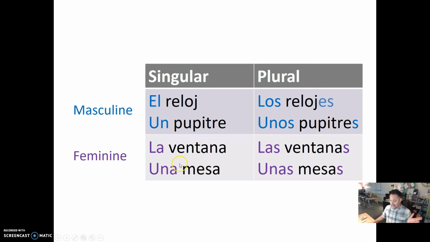Now, if you have feminine nouns involved, la ventana, las ventanas. Again, not only do you add an S to ventana to make it ventanas, but now the la changes to a las. And then, of course, the same approach for una mesa. It becomes unas mesas. Matchy matchy is the rule in Spanish, okay?